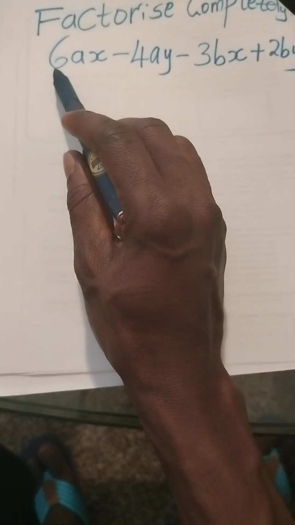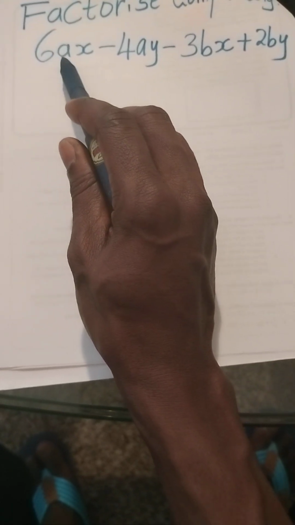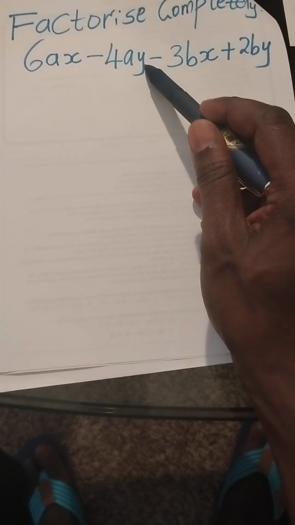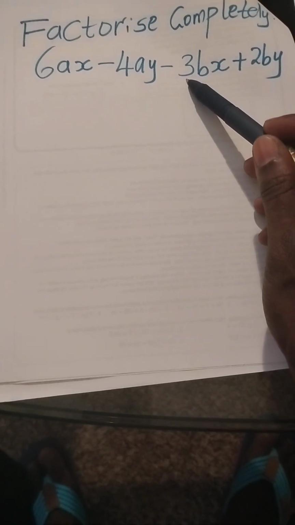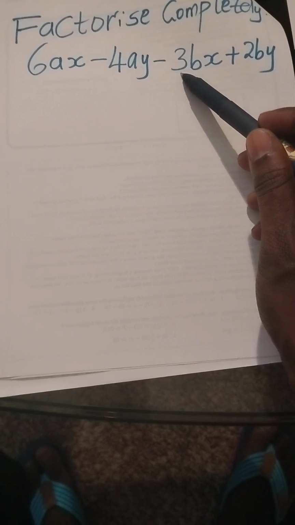Let us look at this question whereby we are going to factorize completely. It is an algebraic expression, and as you look into the expression, we have 6. 6 is a coefficient. A and x are variables. 4 is a coefficient. A and y are variables. 3 is a coefficient. A coefficient is simply a constant number multiplied by a variable.